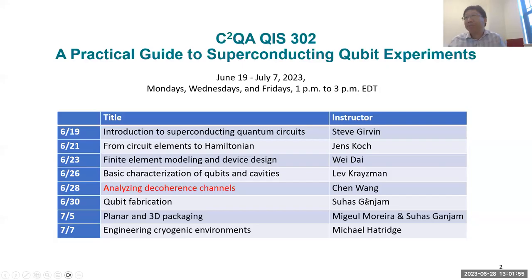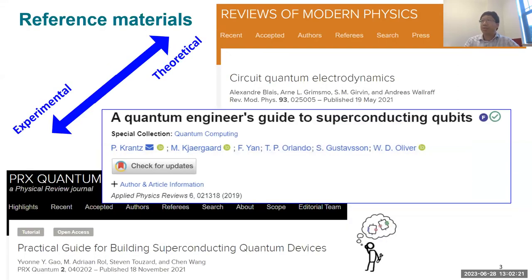All right, so let's get going. Just a reminder to everyone of our course series. This is the fifth class of eight on a practical guide to superconducting qubit experiments. Today I'm going to talk about analyzing decoherence channels. I got asked about reference materials in general for this class. There are quite a number of good overall review papers in this area, so I'd like to recommend a few of these.